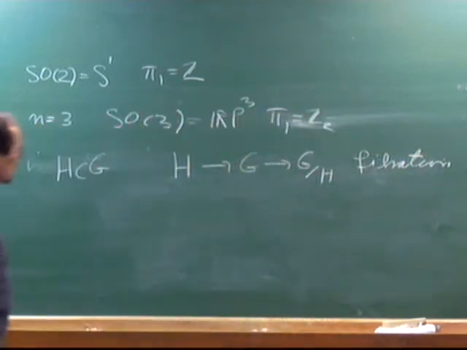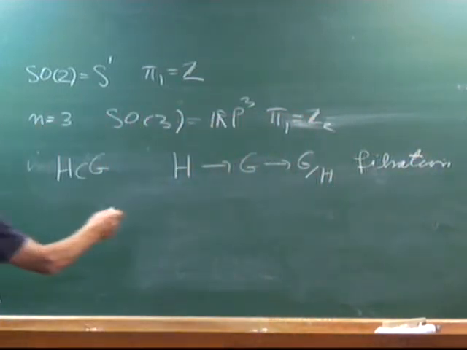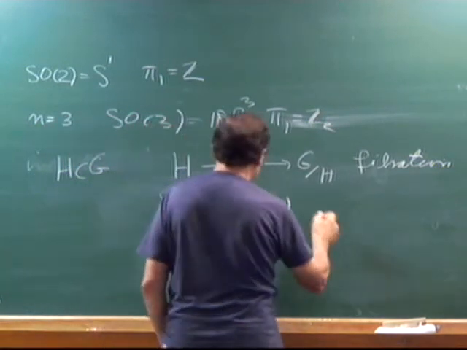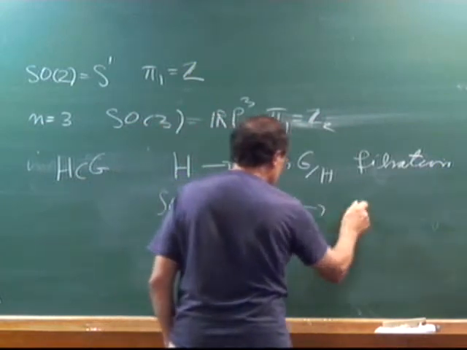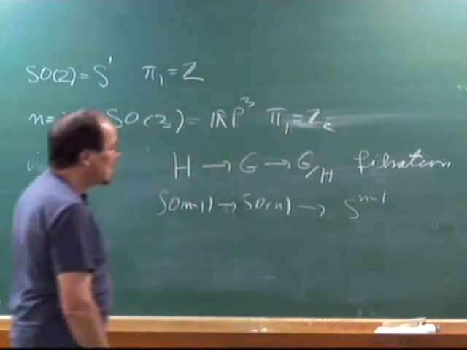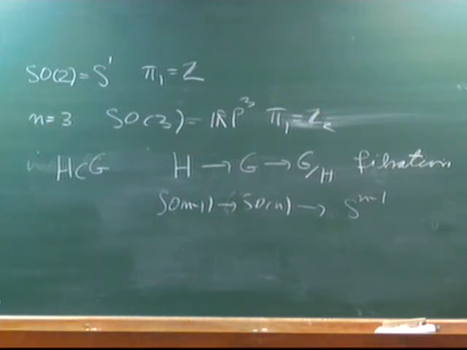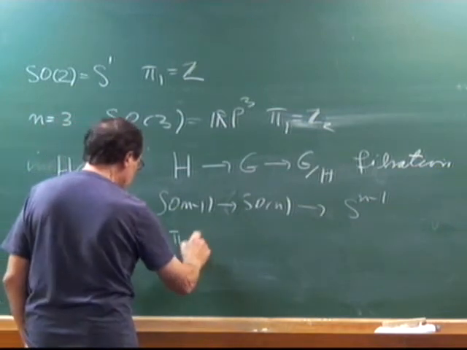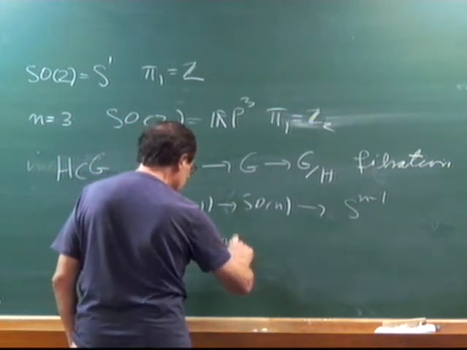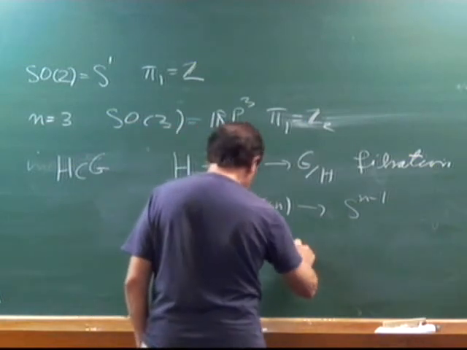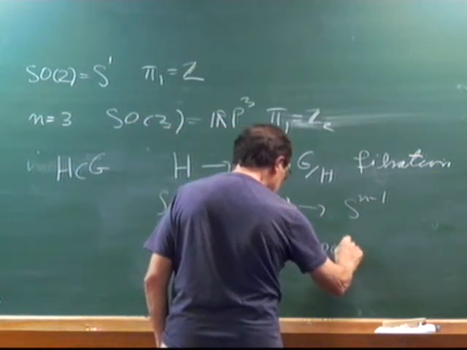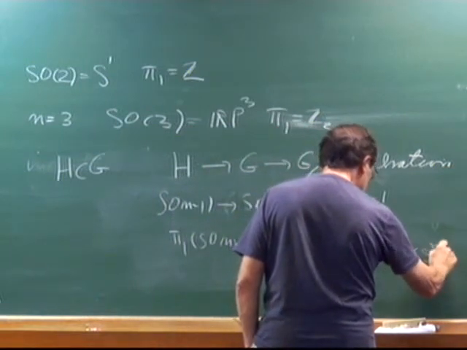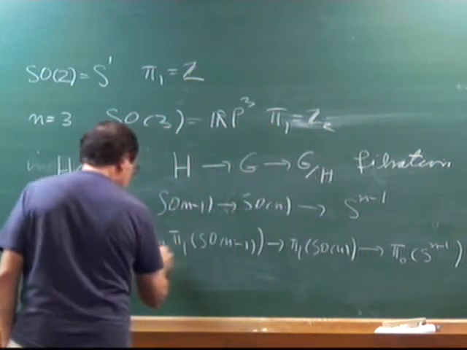So that's a vibration. And now I can apply this to my situation over there. I have SO(n-1) contained in SO(n), which goes on to S^(n-1). And now write down the homotopy sequence. We're interested in pi 1, so we want to look at pi 1 of SO(n-1) into pi 1 of SO(n) into pi 0 of S^(n-1), and it comes from pi 1 of S^(n-1).